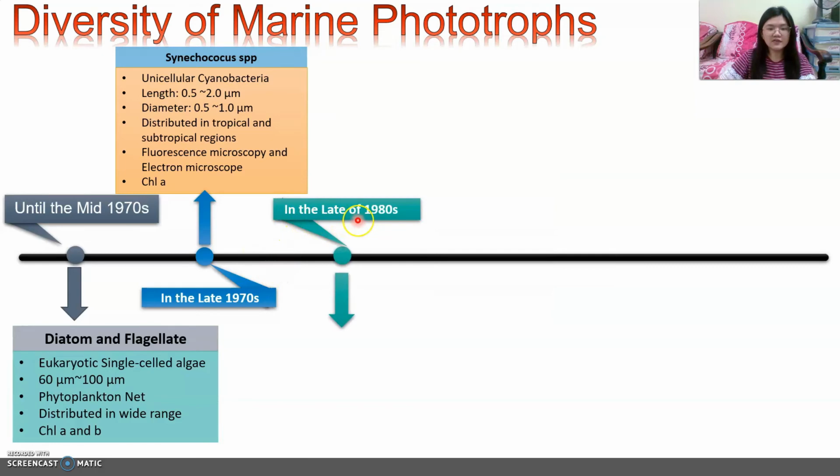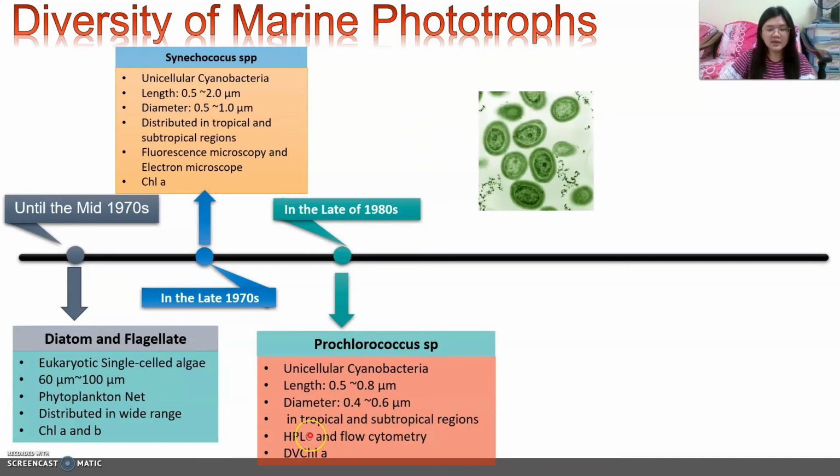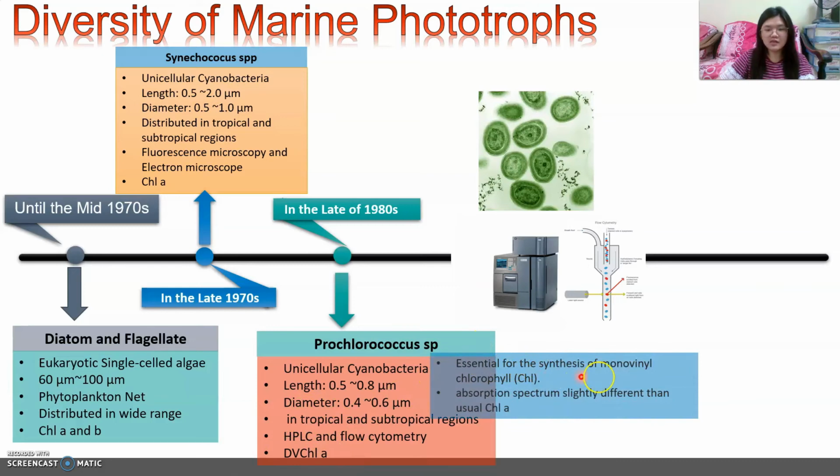Next, in the late 1980s, the Prochlorococcus species was the dominant primary producer in the oceans. It is also a unicellular cyanobacterium with a length of 0.5 to 0.8 micrometers and a diameter of 0.5 to 0.6 micrometers. It is distributed in tropical and subtropical regions. It can be detected by HPLC and flow cytometry. It contains divinyl chlorophyll A. Divinyl chlorophyll A is essential for the synthesis of monovinyl chlorophyll. Its absorption spectrum is slightly different from usual chlorophyll A.